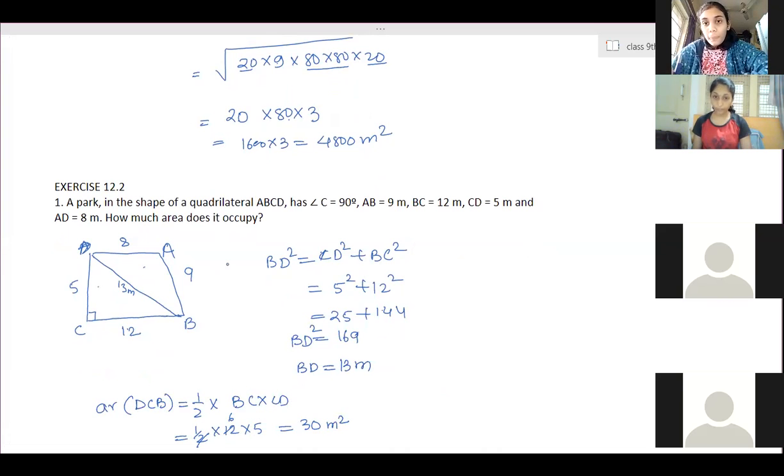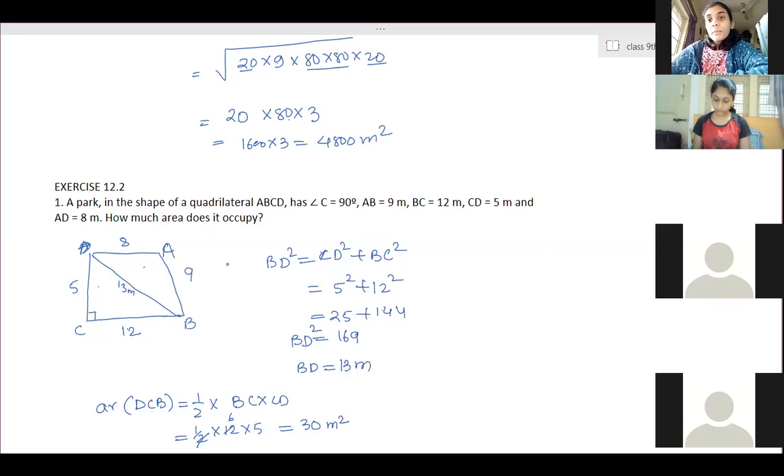Ma'am, why didn't we calculate the area of DCB by Heron's? Because it's the chapter, but it is easier, no? How much time will you spend for finding two? If it comes in exam, you have to do it by half base into height, because the second area you have to find out by Heron's formula. So right triangle, we can find it by half into base into height. Even equilateral triangle, you can directly say root 3 by 4 a square.